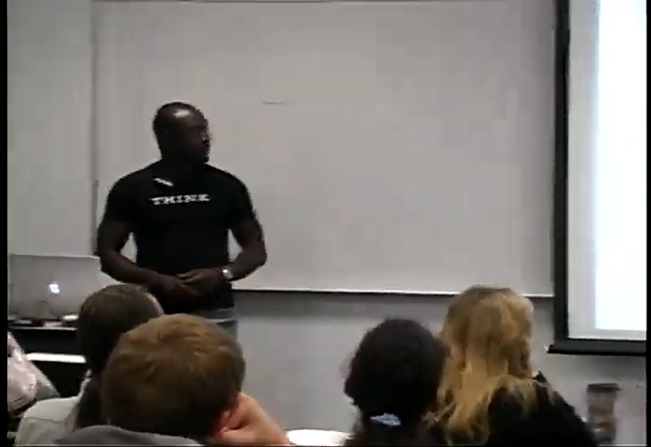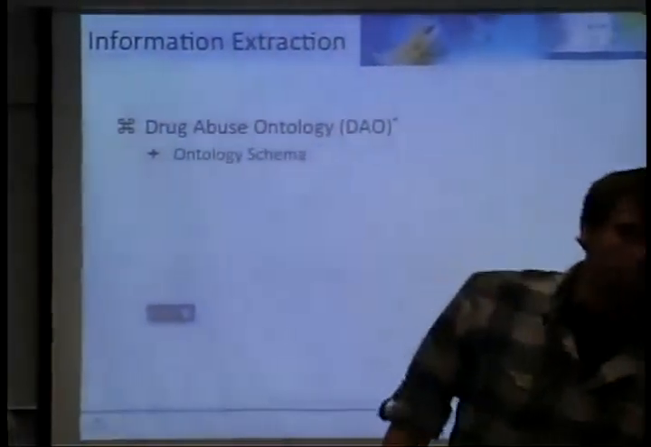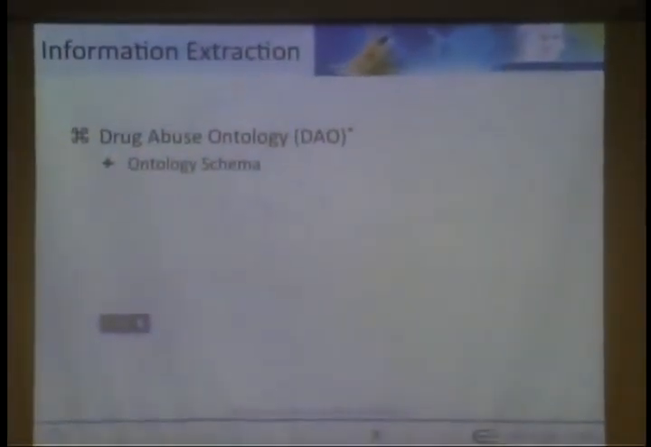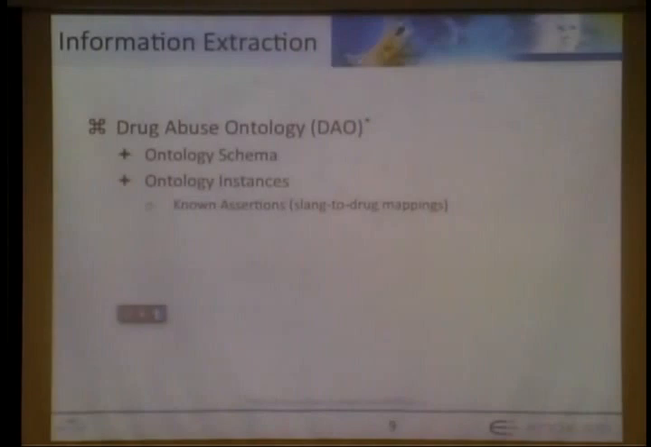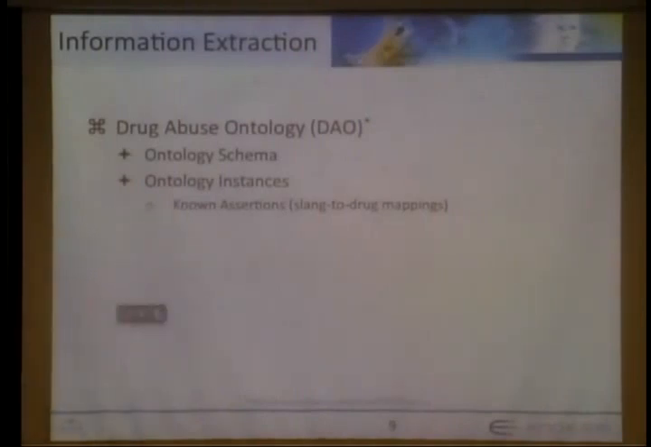Okay. So, like I mentioned, the ontology has been created. It's called the Drug Abuse Ontology for the moment. I think there are, at the moment, 1,000 or so triples in. Not a lot. Again, it's a seed ontology for that kind of language. The ontology instances, like I mentioned, are, at the moment, known assertions that map slang to drug terms using NIDA and NDCP and Erwin and so forth. What remains is to extract assertions from the text.